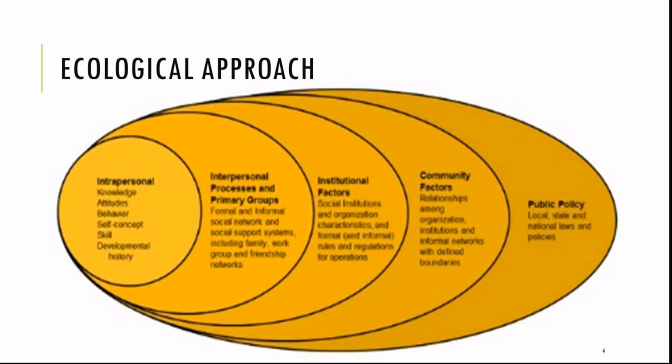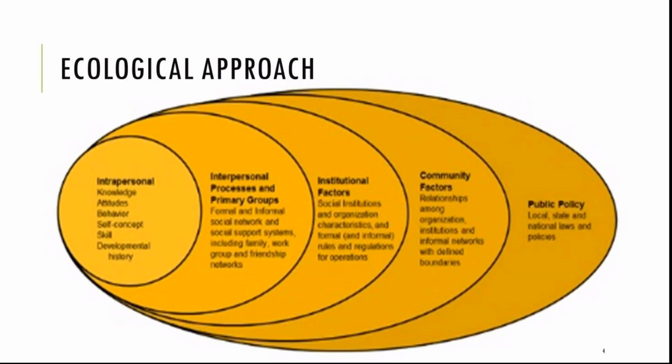Here is a depiction of an ecological approach, which you can see is one circle embedded within another, starting with the person to show the ecological approach. First, intrapersonal. This is the participant or individual's knowledge, attitude, behavior, self-concept, or developmental abilities. This is the person or the my choice participant. Second, interpersonal processes and primary groups are the formal and informal social networks and support systems, including family, friends, and work. We know these are caregivers for the most part, but also church visitors or people at congregate meals.